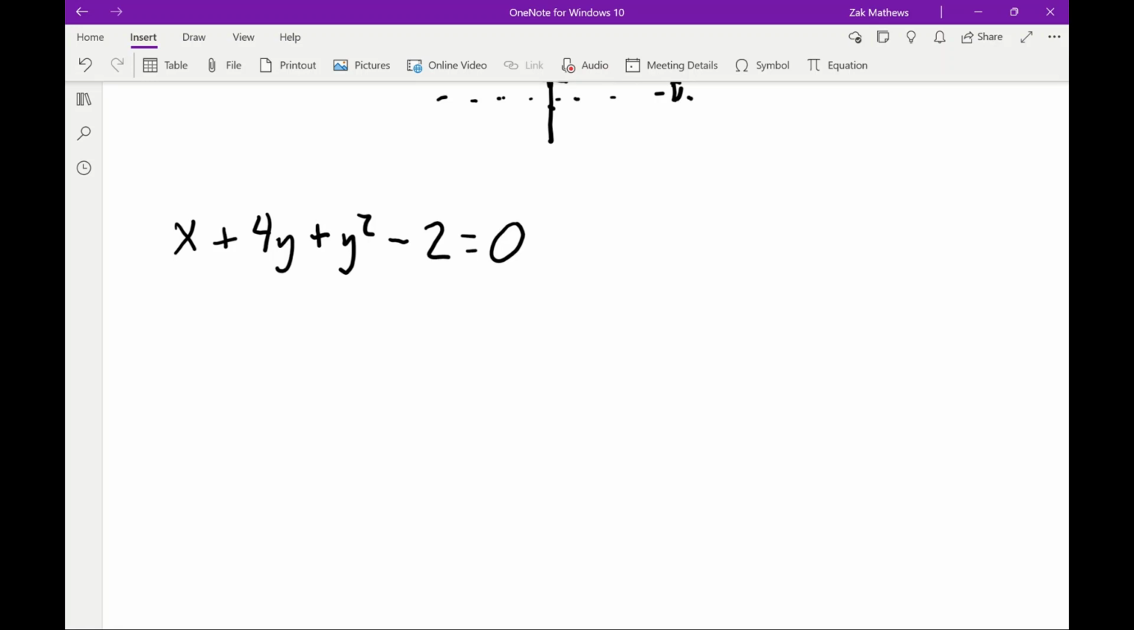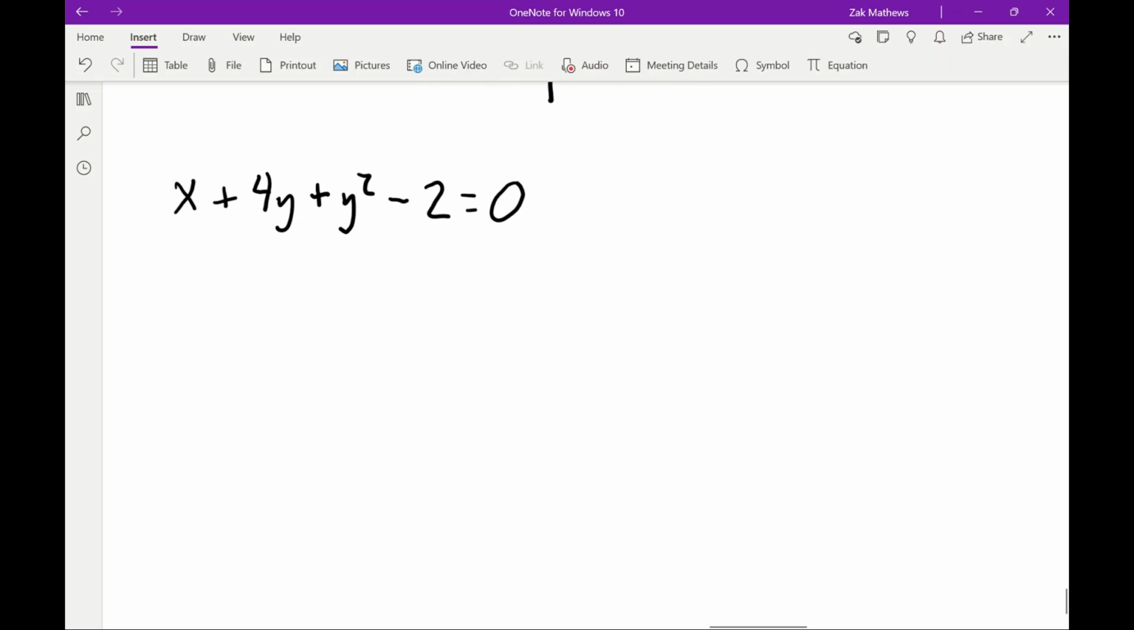Once again, we have a general form equation. It's all been multiplied out, set equal to 0. I need to get into standard form first, so let's do that. First thing I'm going to do is rearrange. I'm going to get my y's together this time. I'm going to leave myself a blank. I'm going to move the x's and the constants to the other side.